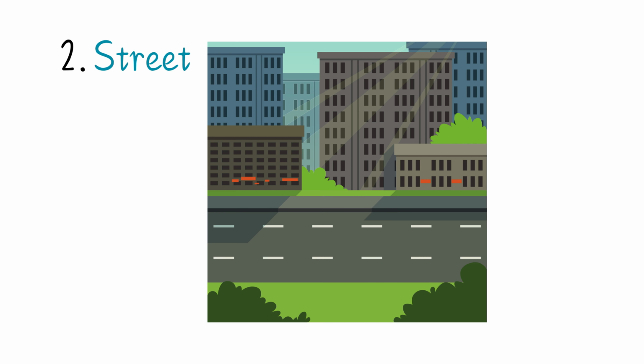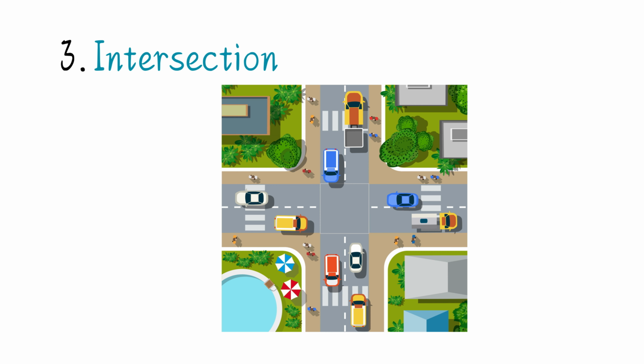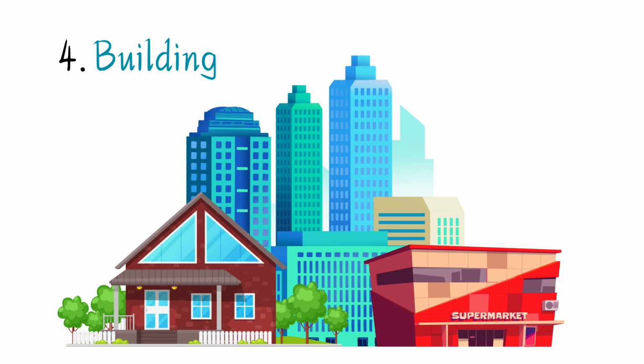Second, street. A road in a city or town. Third, intersection. The place where two or more streets meet. Last, building. A structure with walls and a roof, such as a house or office.